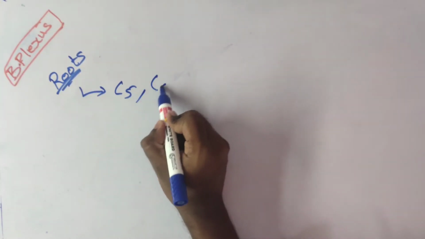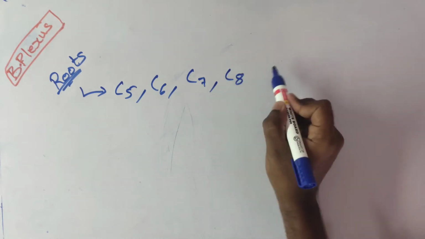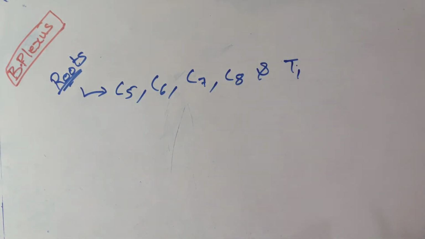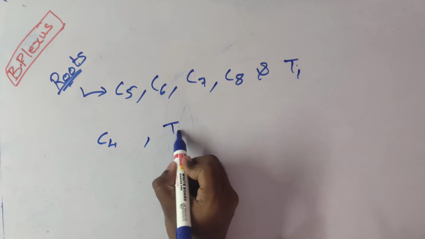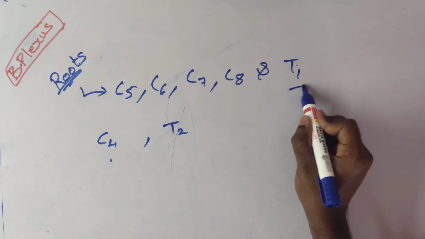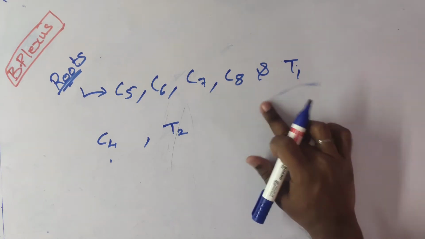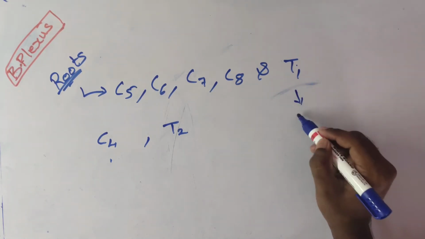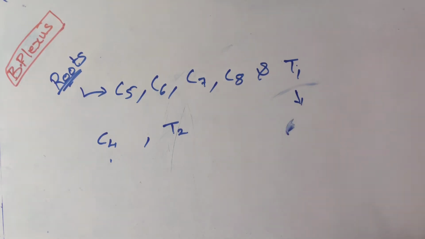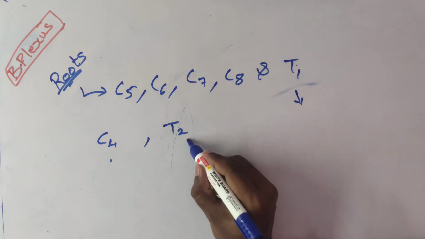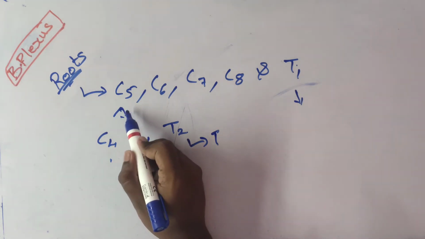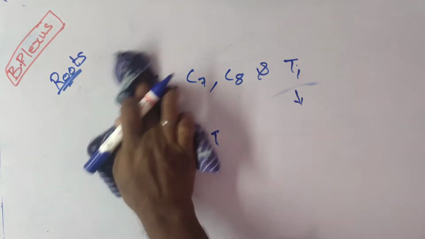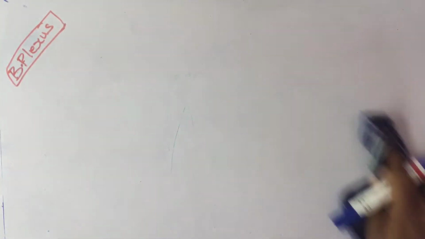C5, C6, C7, C8 and T1. These are the 5 main roots that are included in the brachial plexus, and occasionally we can see C4 and T2. If C4 is present, T2 may be absent or less present. If T2 is present, C5 may be absent or lightly present. Okay, these are the roots. We have 5 roots.